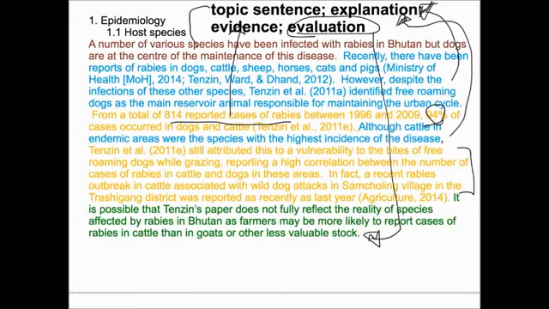It is possible that Tenzin's paper does not fully reflect the reality of species affected by rabies in Bhutan, as farmers may be more likely to report cases of rabies in cattle than in goats or other less valuable stock. So what is the writer doing here? This, in the green writing, doesn't come from a source. This comes from the writer's own understanding of this information and own critical evaluation of the sources. Absolutely necessary, and that's what your lecturers and markers are really looking for.